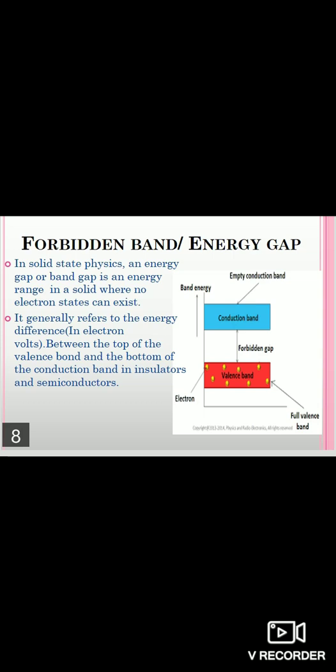Forbidden band or energy gap. In solid state physics, an energy gap or band gap is an energy range in a solid where no electron states can exist. It generally refers to the energy difference between the top of the valence band and the bottom of the conduction band in insulators and semiconductors.